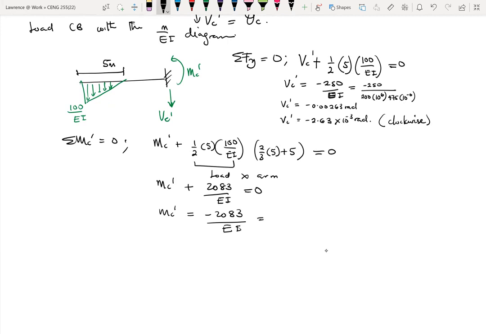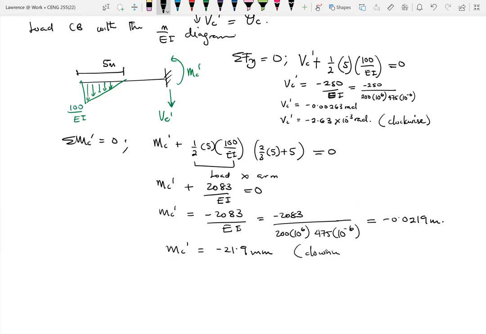Okay. We know what EI is, so minus 2083 divided by 200 times 10 exponent 6, then times 475 times 10 exponent minus 6. And that will give us a value of minus 0.0219 meters, which can then be the same as minus 21.9 millimeters. Okay, so this is a downward deflection.